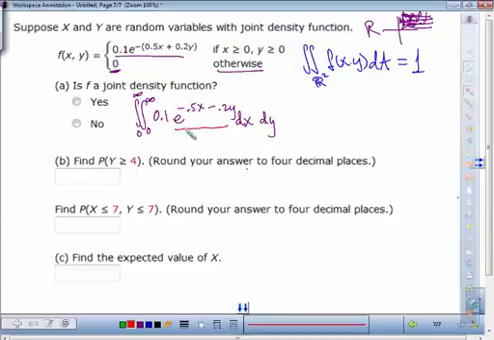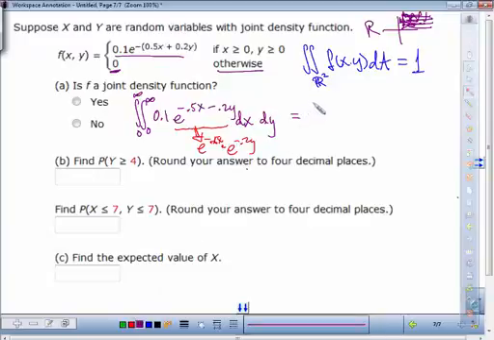So do you see that this is e to the negative 0.5x times e to the negative 0.2y? Okay. So we can see that this integrand is e to the negative 0.5x times e to the negative 0.2y. And because of that, I can split this up to separate integrals.